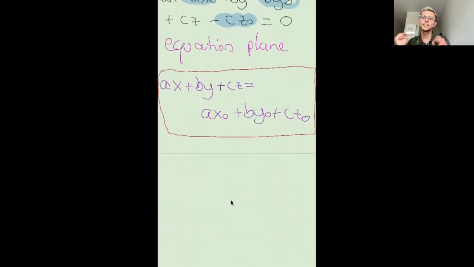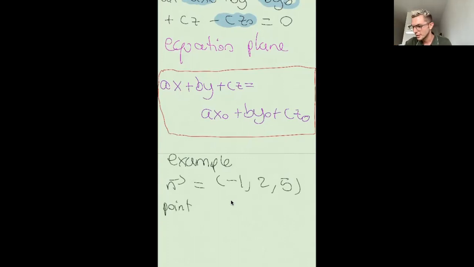Yeah. So let's do an example. I mean, you'll see it's not too bad. So let's say that the normal vector is, I'll do one a little bit more complicated than the one on the chat, -1, 2, 5. And let's just say that the point on the plane, x naught, y naught, z naught, ends up being 2, 3, 7.